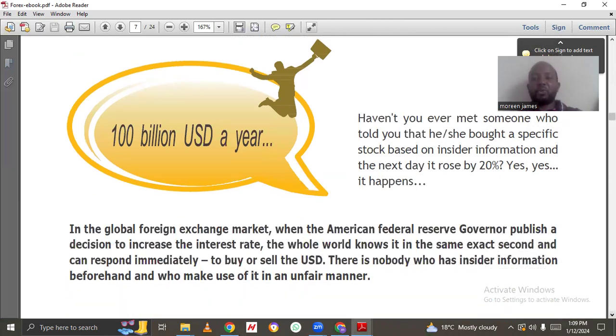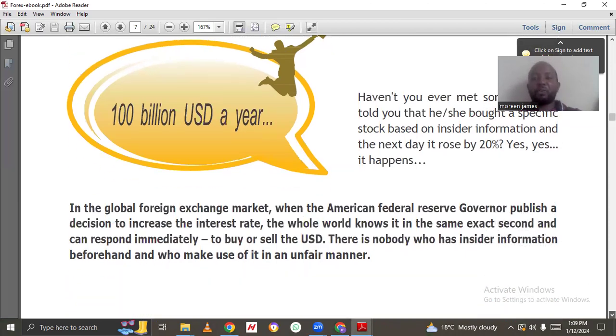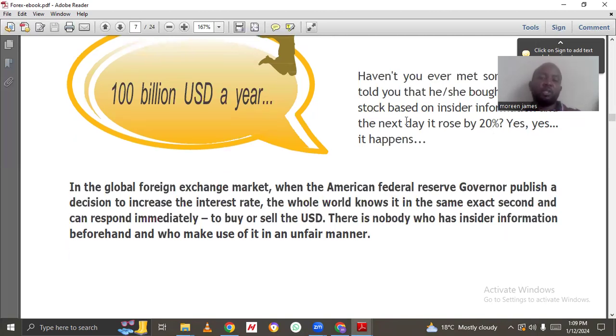Ever met someone who told you that he or she bought a specific stock based on insider information and the next day it rose by 20%? Yes, it does happen. You can go look at a movie, it's usually called Billions. You'll be able to understand what this information is all about.